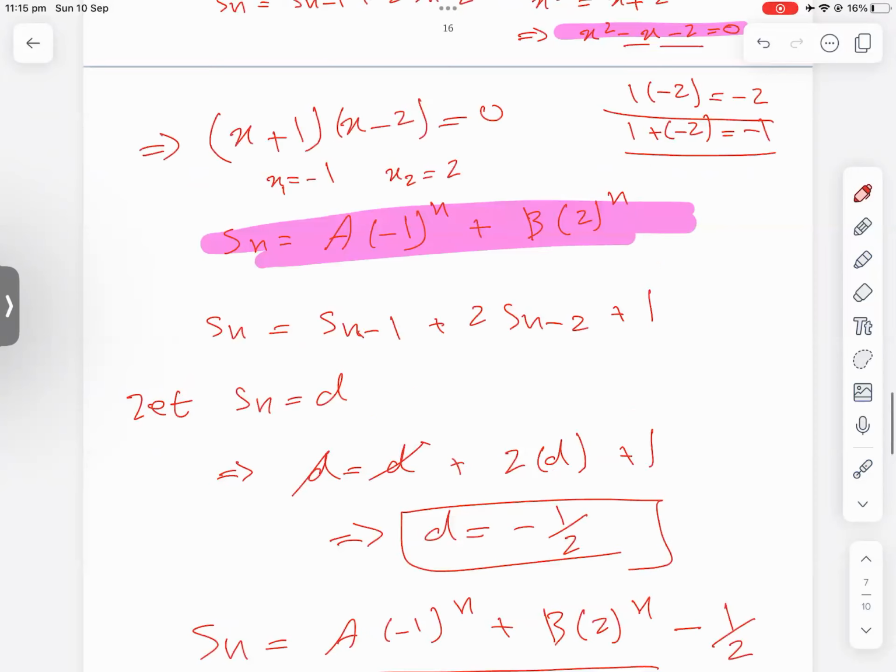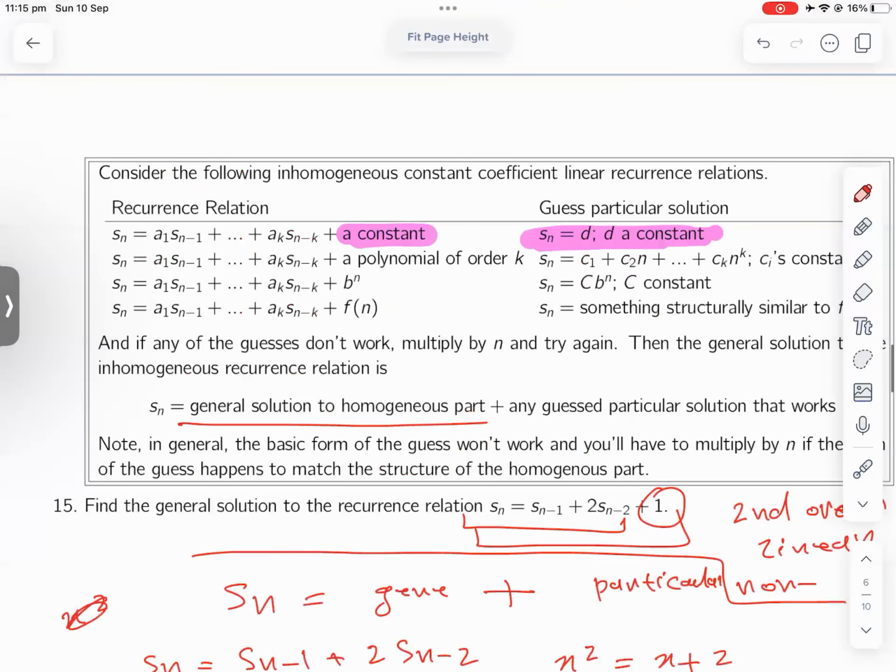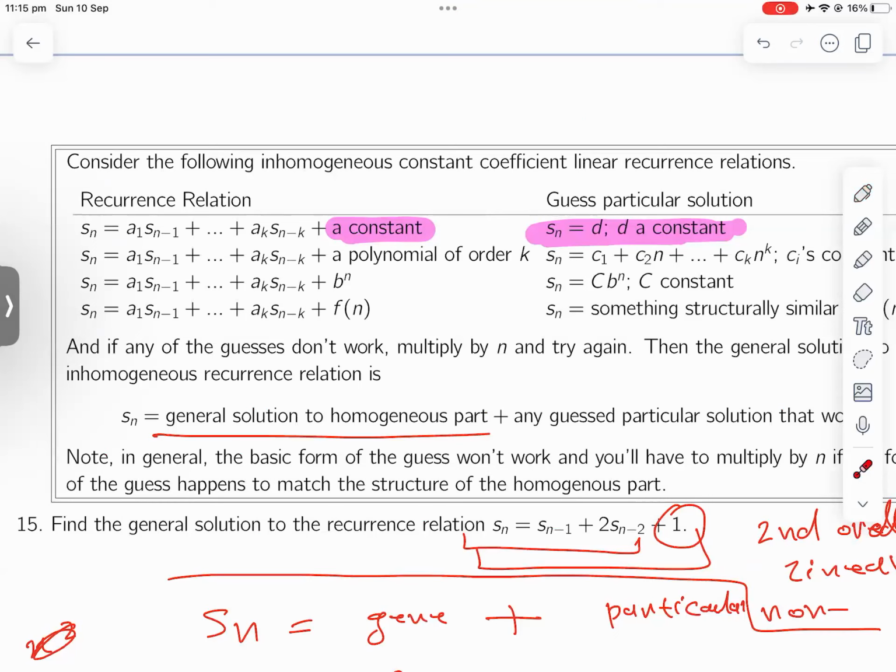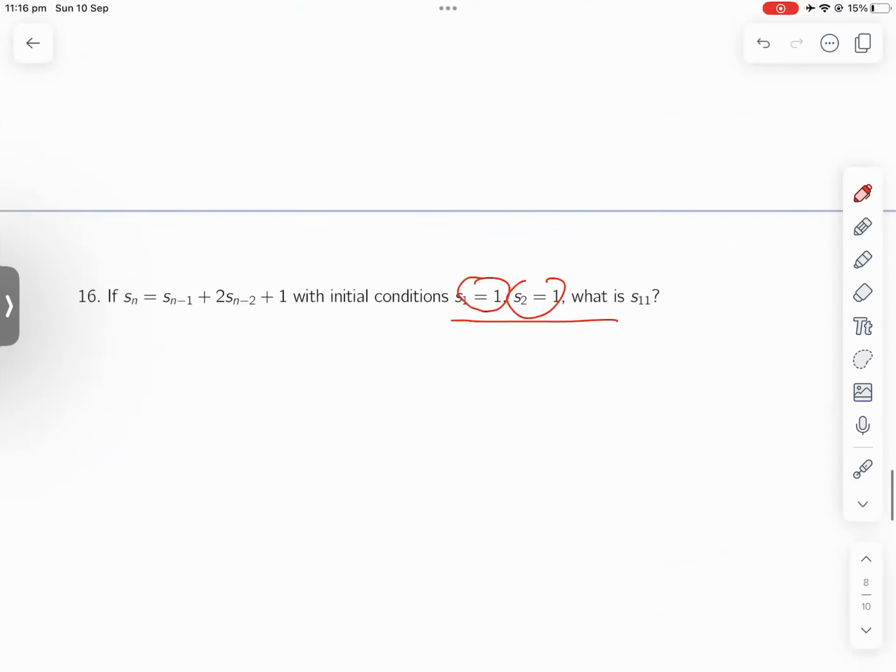So let's have a look at the table here. When the non-homogeneous part is a polynomial of order k, here it is of order 1 because it's 2n minus 1, the highest degree is just 1. So I will choose C1 plus C2n, with k equal to 1, as the particular solution, and we'll try to find C1 and C2. All right, so let's go.